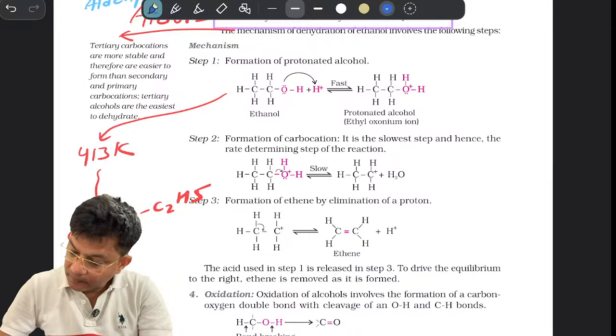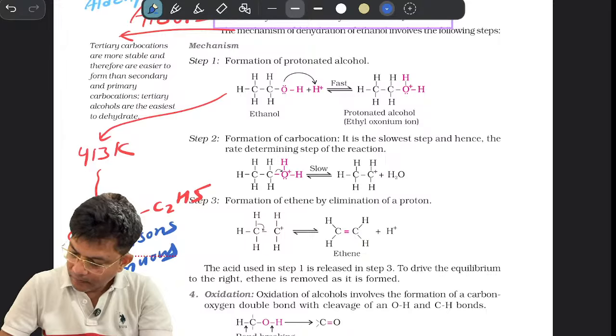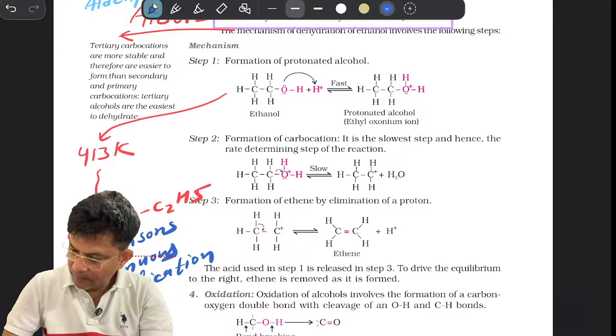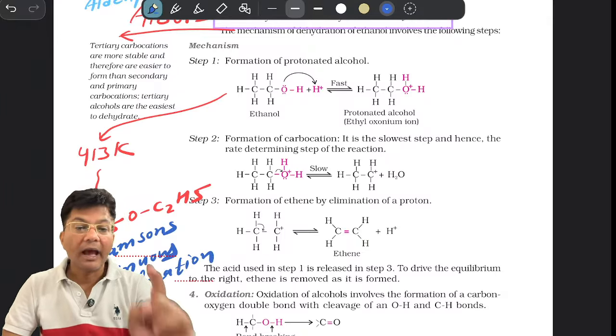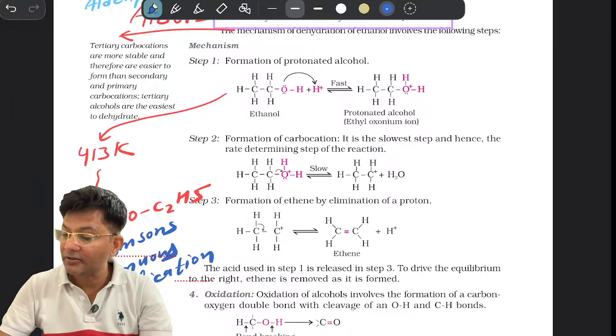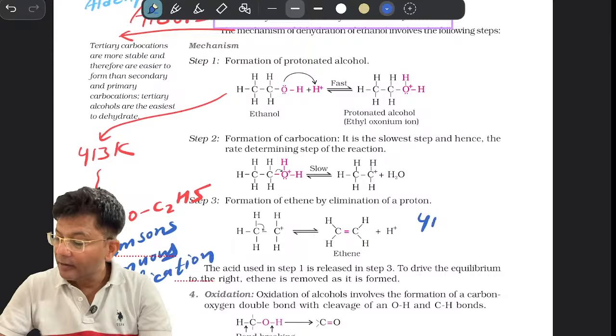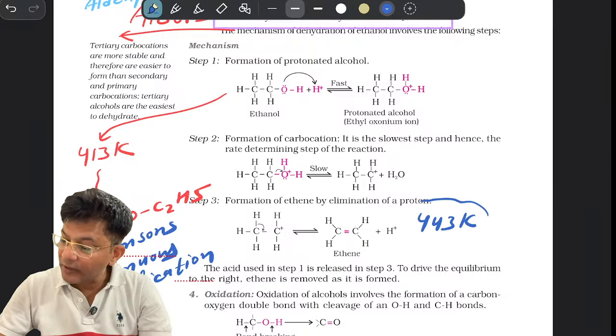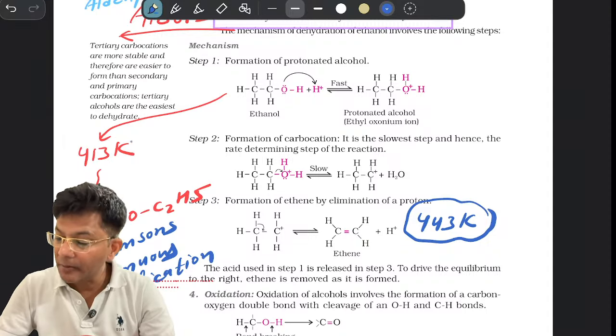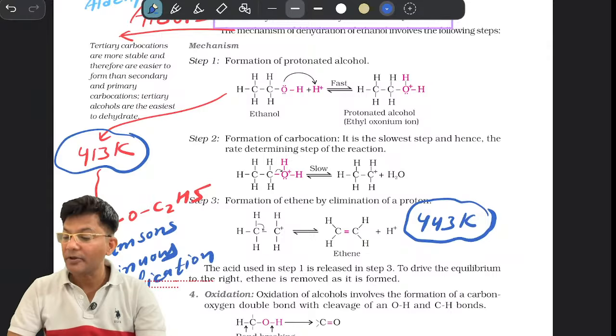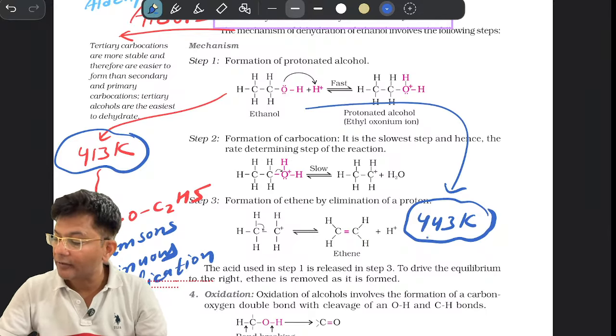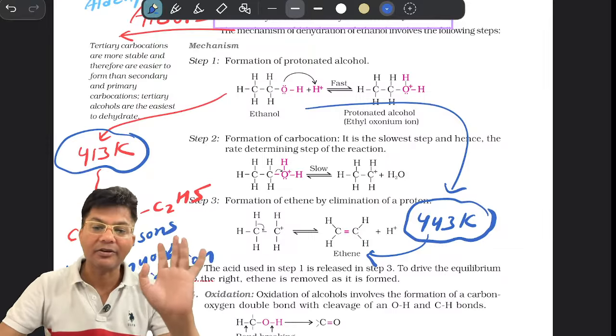Williamson's continuous etherification. And if the reaction is taking place at 443 Kelvin, then your product is ethene. So temperature is the hero over here. Can you remember? At 413 Kelvin, ether formation takes place. At 443 Kelvin, alkene formation takes place. Dehydration. Is it clear?